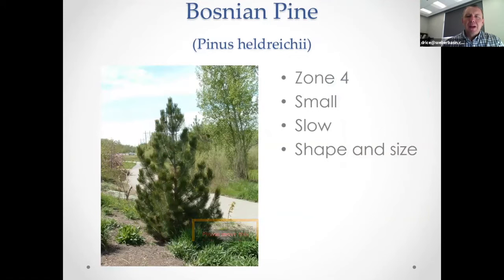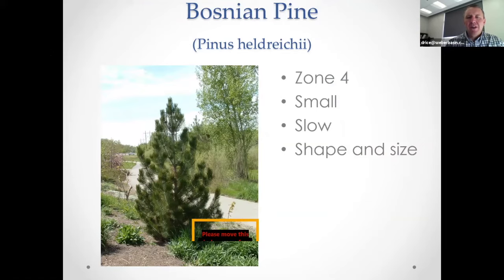So Bosnian pine. This is a smaller pine tree, zone 4, small, slow growth, kind of not a typical conical shape, but somewhat it is. It's not a Christmas tree per se, but a great little pine tree. A lot of pines get very large. Bosnian pine is one that does not.